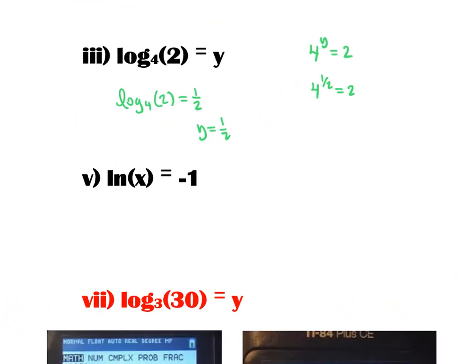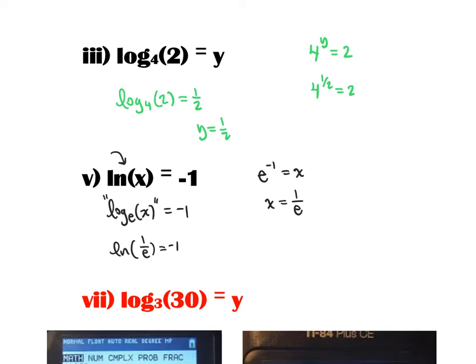All right, if you see ln, okay, no log present, but ln, this is the natural log, so you can think of it as log base e of x. Don't ever write that. That's just a mathematical sin. But understand that this notation, ln of x, represents log base e. Therefore, e to the negative 1 will equal x. You could leave it like that, or you could write it as 1 over e. Therefore, ln of 1 over e is equal to negative 1.